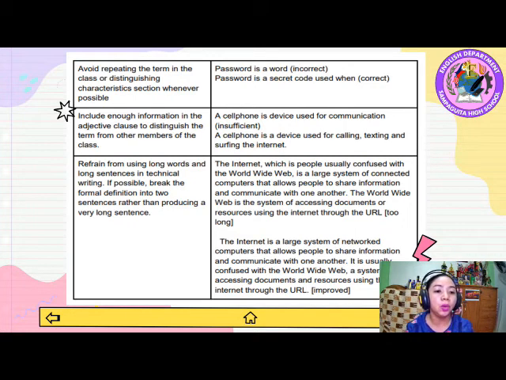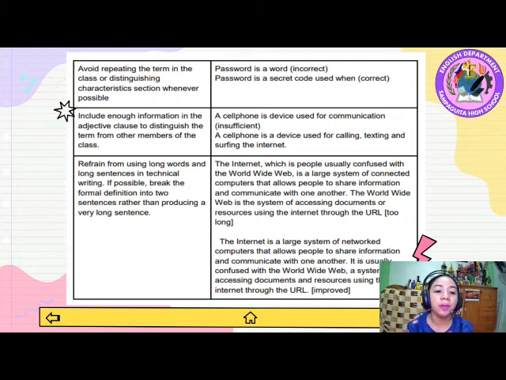Fourth, include enough information in the adjective clause to distinguish the term from other members of the class. So it is not enough, or insufficient, when we say that a cell phone is a device used for communication. To make it sufficient, or best, we can say that a cell phone is a device used for calling, texting, and surfing the internet.